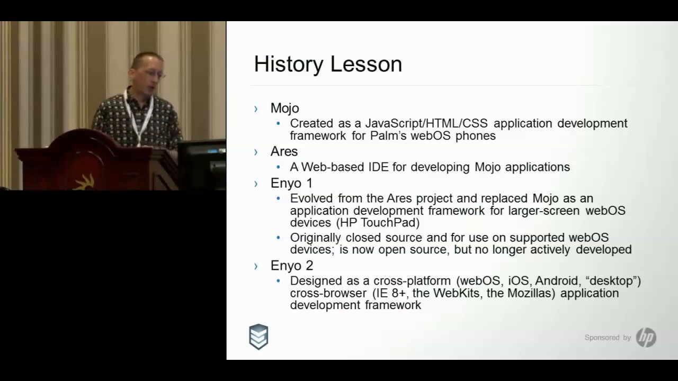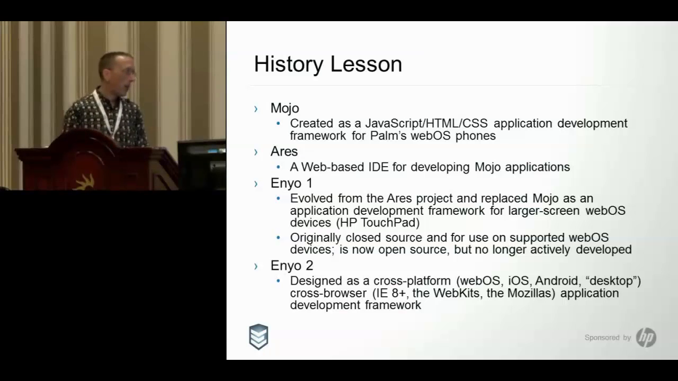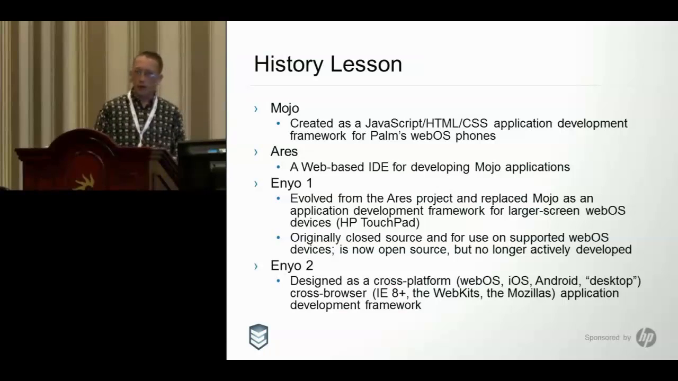But what they discovered was that Aries had this really great component model. So when HP came out with the TouchPad, they also discovered that Mojo didn't scale well to larger screen real estate. And so they said, hey, we got this Aries thing, it's all JavaScript based too, let's see if we can develop our framework out of what we've come up with for Aries, and that's how Enyo 1 came. Originally it was only meant to run on the WebKit instance that's available on WebOS, so it was closed source and proprietary, and like Andrew mentioned earlier, he had to compile apps to run specifically on WebOS devices.